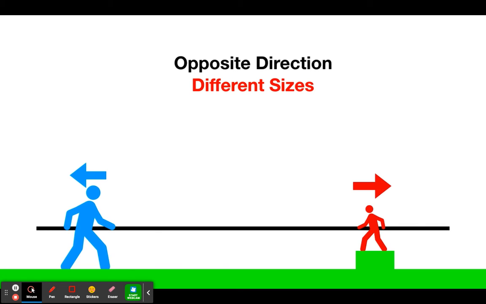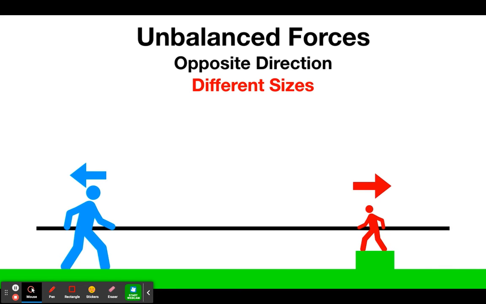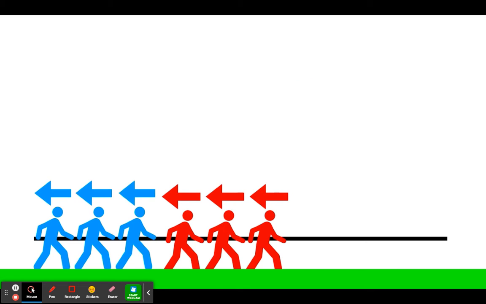Therefore, how could you describe these forces? These are unbalanced forces because they are not equal in size. If you were to watch this tug of war contest, you would see that the blue team would end up winning. Here's one more tug of war contest.